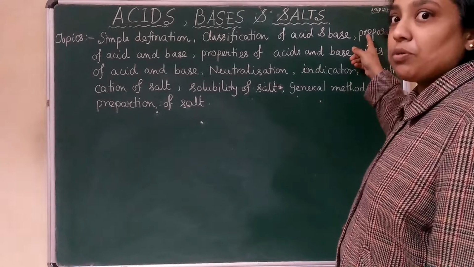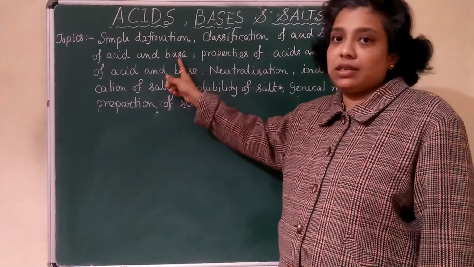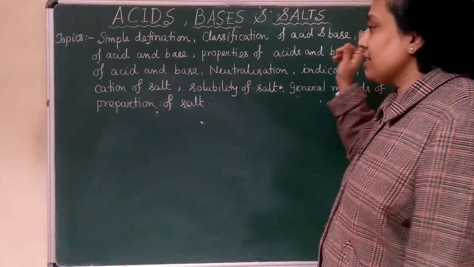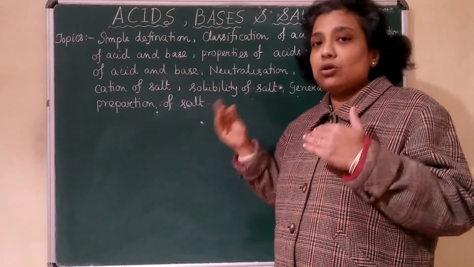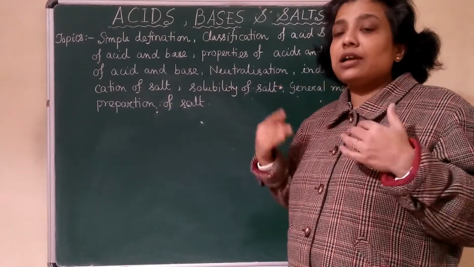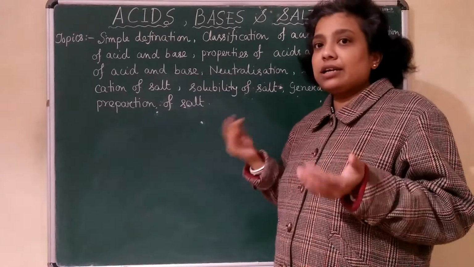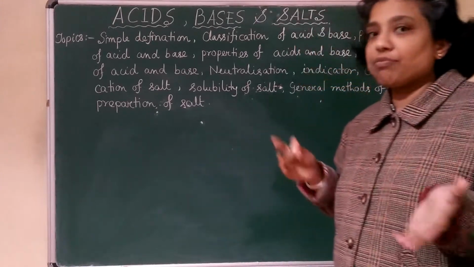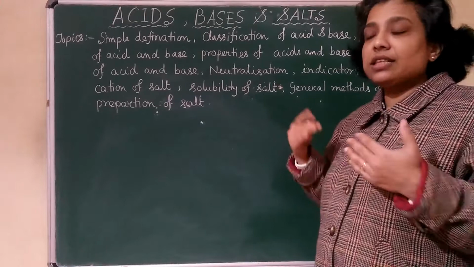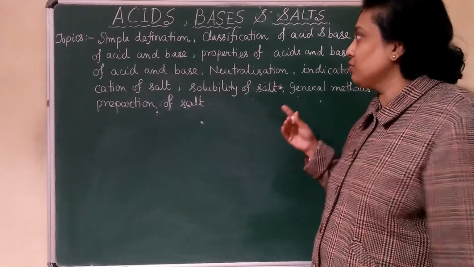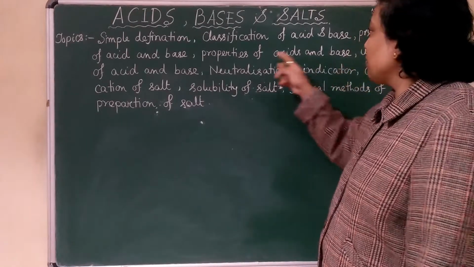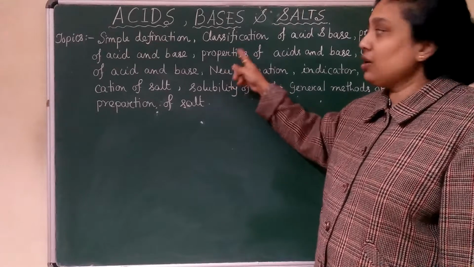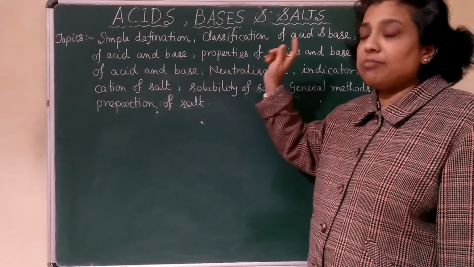Then preparation of acid and base. Whether acid and base are prepared from metal, non-metal, metal oxide, non-metal oxide, or by the action of some volatile acid, non-volatile acid. We'll see all those things. What are the methods of preparation of acid and base?